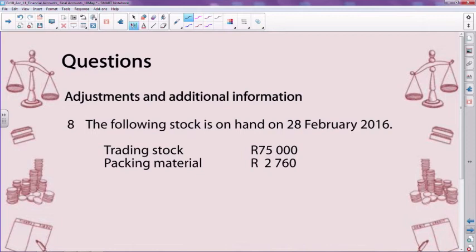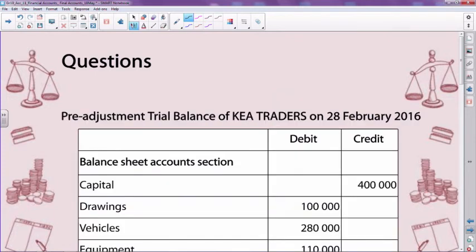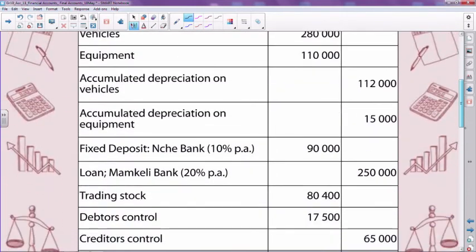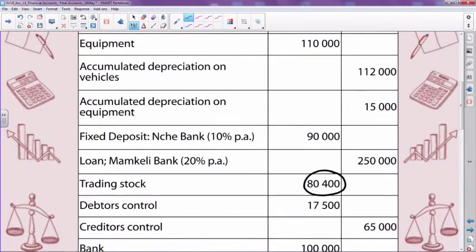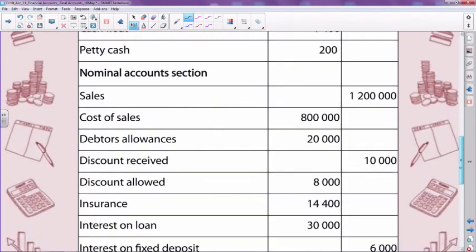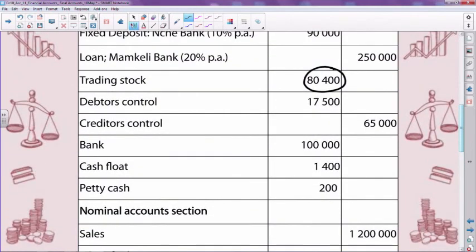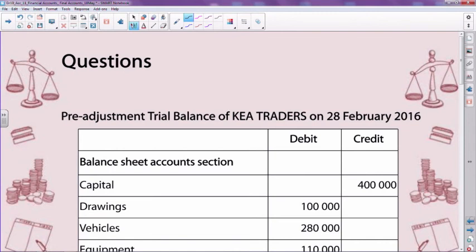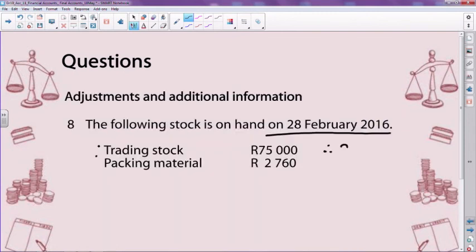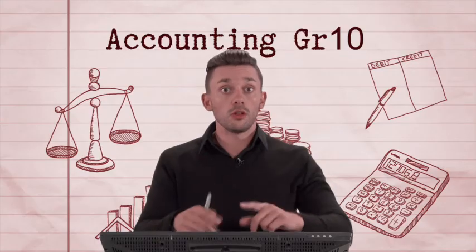The following stock is on hand on the end of the year, the 28th of February 2016. I'm giving you trading stock and packing material. Now let's go and look at the figures. Your trading stock given is 8,400. And then your packing material given is 8,900. So it's 8,900 and 8,400. Let's go just back. So we counted 8,400 and we counted 8,900. Now I'm going to give you 1 minute to do both of these adjustments. So you need to work fast.